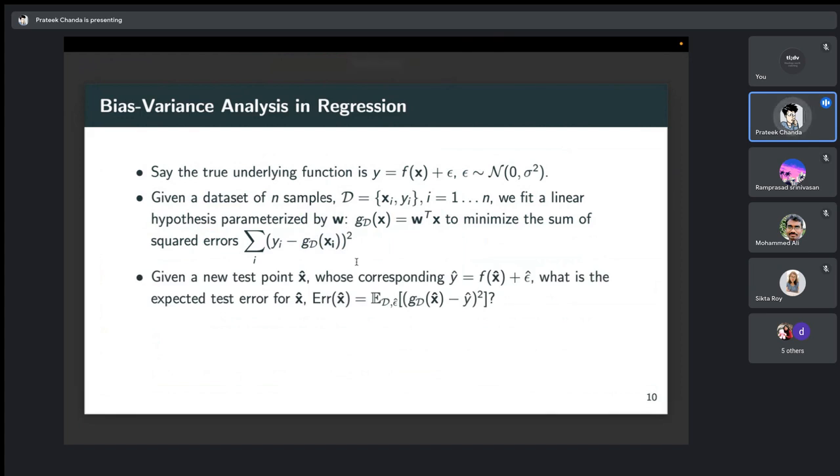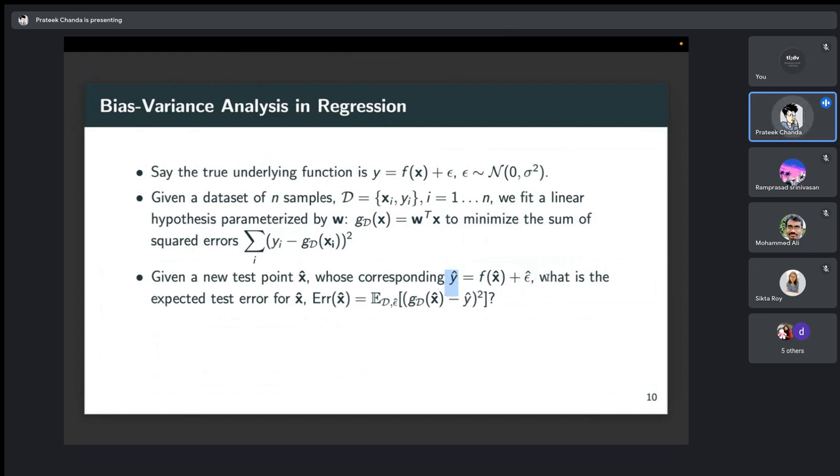So now what I do is I get a new test point x hat, whose corresponding y hat would be equal to f of x hat plus epsilon hat. Epsilon hat and epsilon you can think of in the same way, but I just added a hat here for showing. It's only this thing that changes.